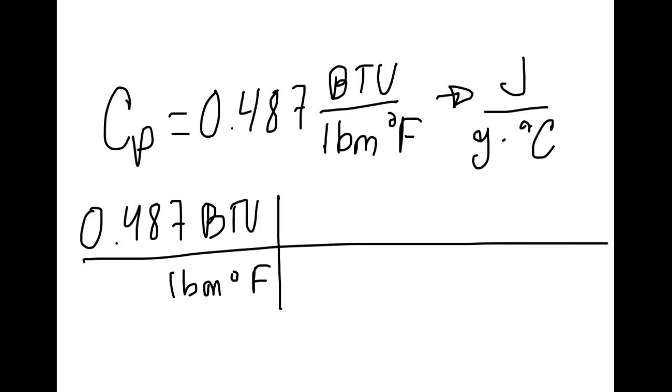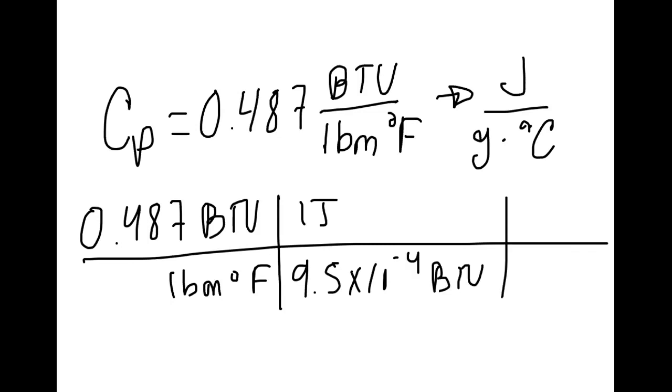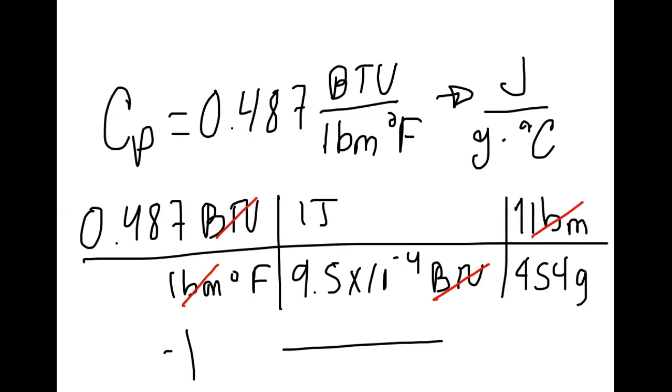We want to get rid of the BTU. We know that 1 joule is 9.5 more or less times 10 to the minus 4 BTU. So in this sense, we can cancel BTU with BTU and we get only joules, right? Let's say we want to get rid of the pound mass. We know that 1 pound mass is 454 grams, right? So we get rid of the pound mass. And then we want to get rid of the Fahrenheit. So 1.8 degrees Fahrenheit we know is 1 Celsius, right? So we get rid of the Fahrenheit and we get the Celsius.